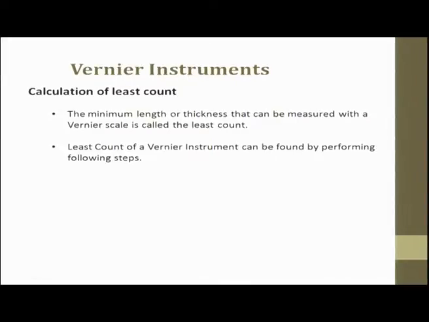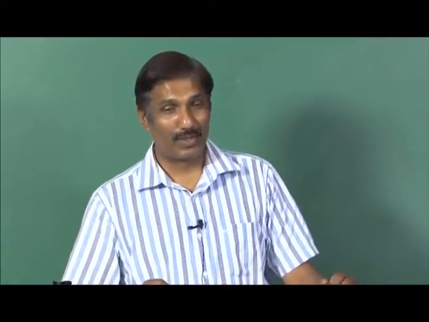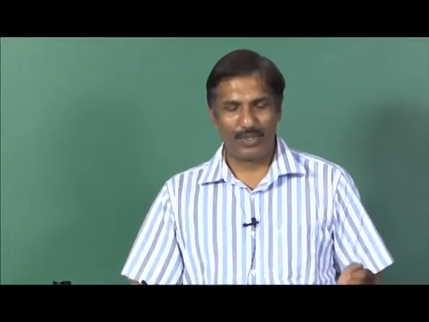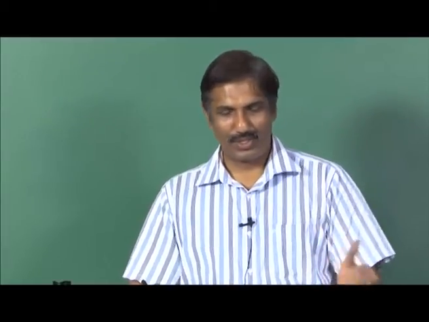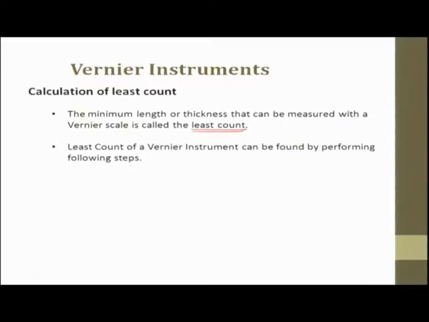The minimum length or thickness that can be measured with a vernier is called the least count. What is the least count for a TFT monitor? It is 1 pixel. When you talk about rapid prototyping, what is it? It is called a voxel. When you talk about an ordinary scale which you use for measuring, the distance between two graduations is the least count. The least count of a vernier instrument can be found out by performing the following steps.